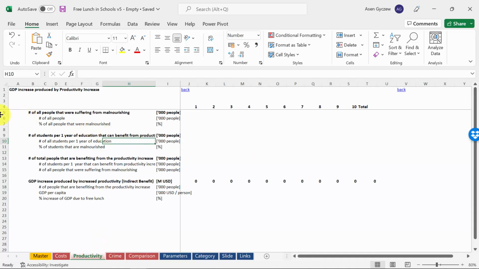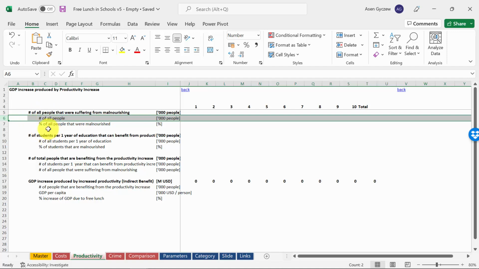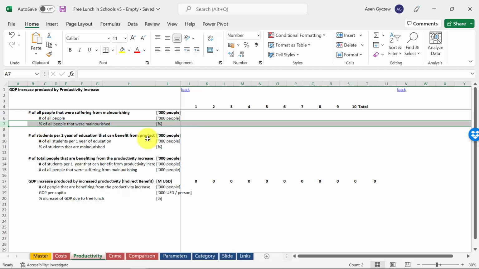So first we have to estimate how many people are suffering from malnourishment in the whole country. This will be based on two things: the number of people and the percentage of people that are malnourished. Both of those things can be found in the sheet parameters.